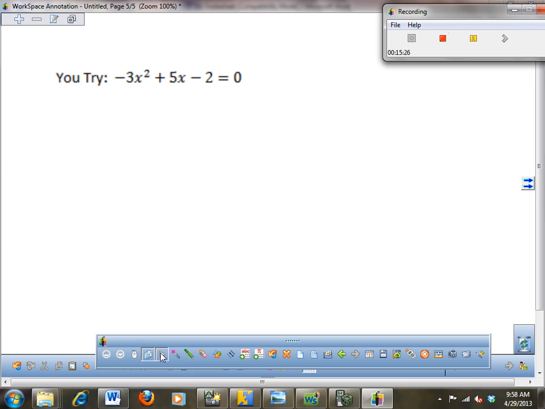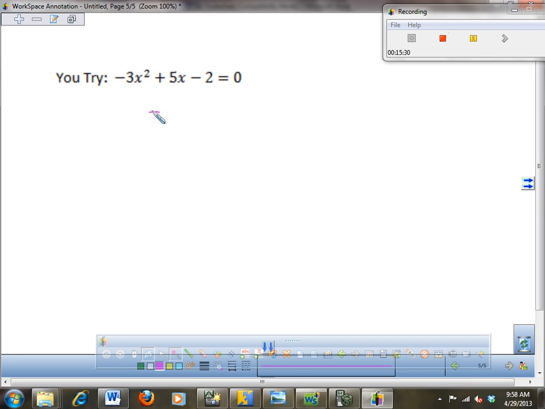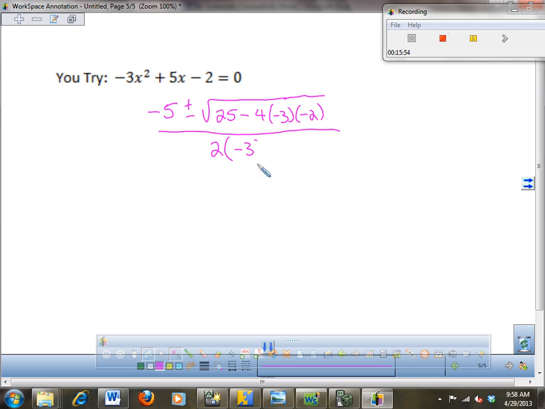So, we have negative b, so it's negative 5 plus or minus the square root of b squared, which is 25, minus 4 times a, which is negative 3, times c, I'm going to extend this box, times c, which is negative 2, the whole thing over 2a, which is negative 3. Right? So when I simplify that, you have to be careful here, okay?